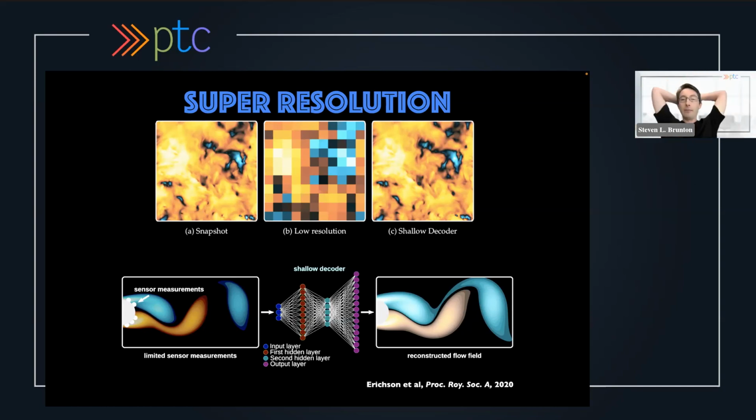And so in this work by Ben Erichson, who was a postdoc working with Nathan Kutz and me, we use a shallow decoder neural network to take the low resolution image in B and infer a high resolution image C that is in as close agreement to the true flow field in A as possible. And so of course we need a bunch of training data of high resolution and low resolution snapshot pairs. And based on that training data, we can learn the statistical patterns to infer from low resolution data what the high resolution image was.